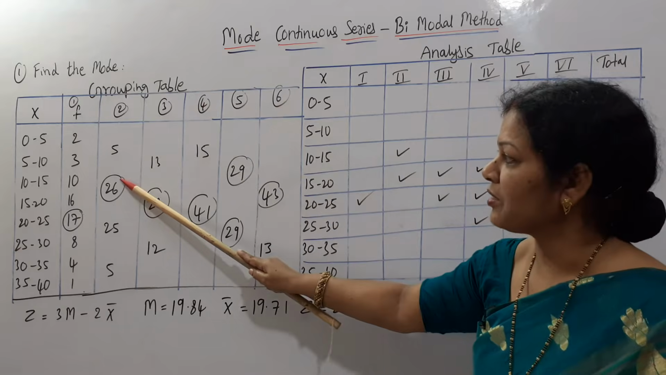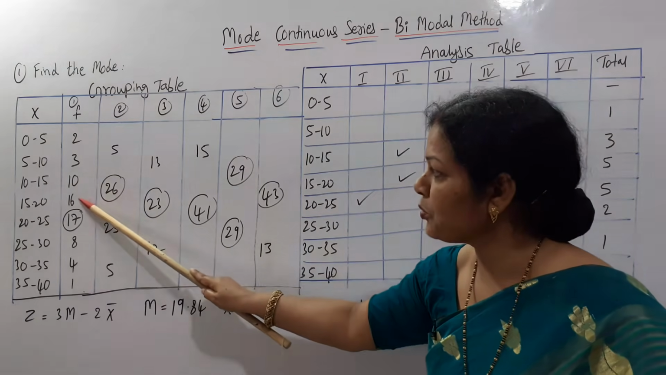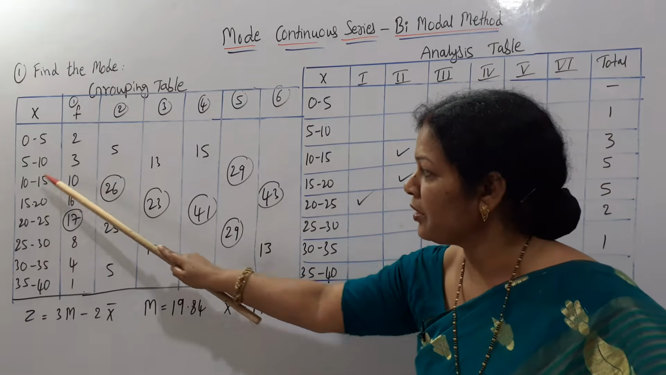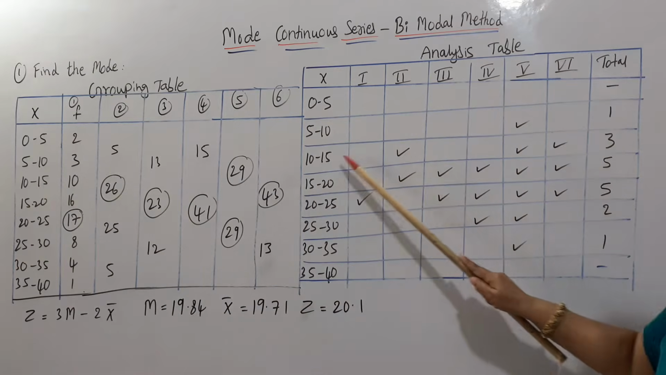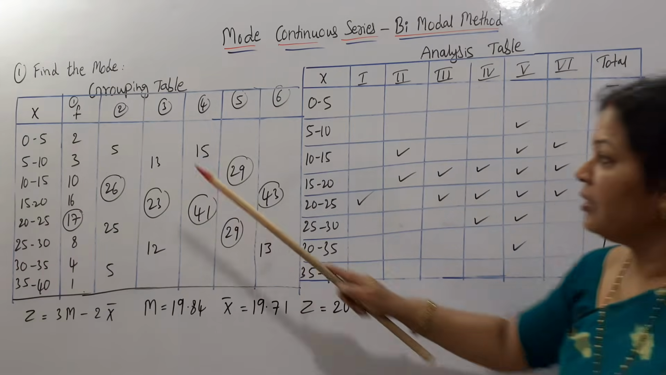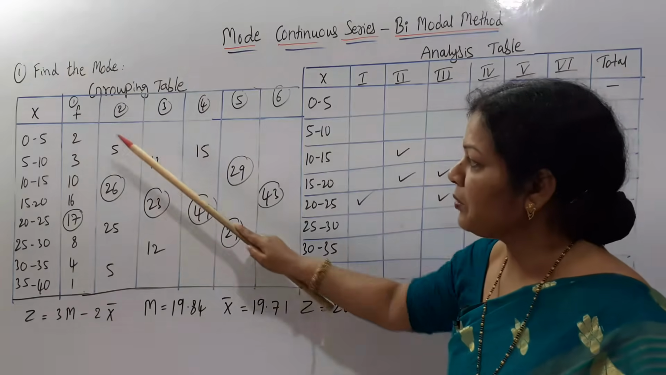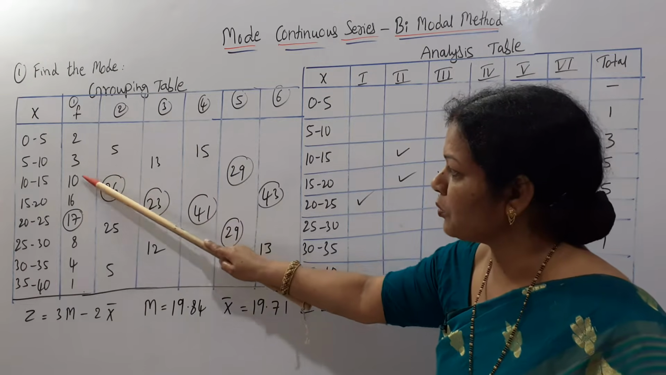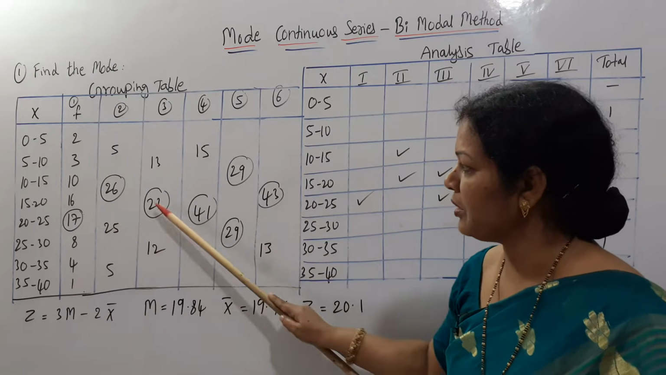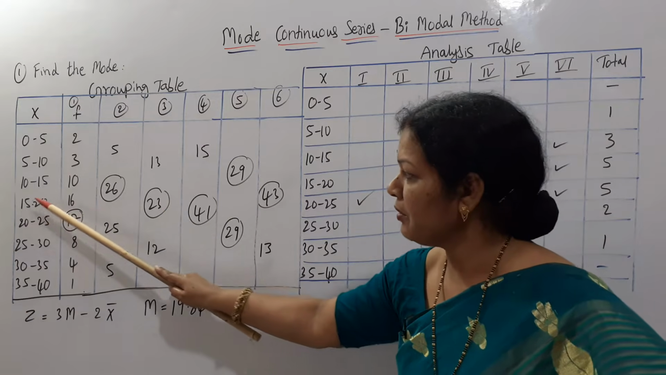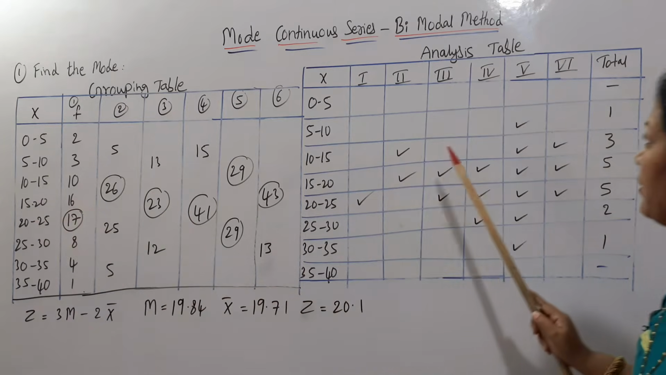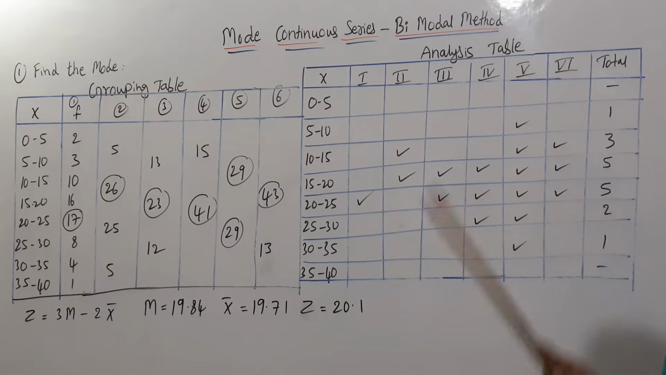Second column 26. How did we get 26? By adding these two, 10 plus 16, means 10 to 15, 15 to 20. And third column 23. How did we get 23? By adding these two, 16 plus 17, means 15 to 20, 20 to 25. We have kept a tick mark.